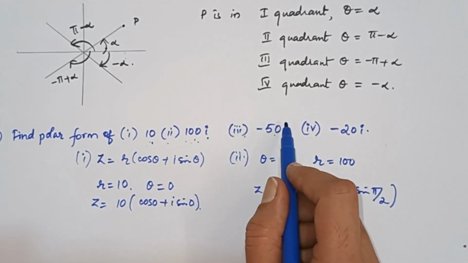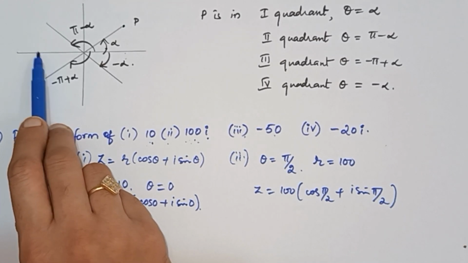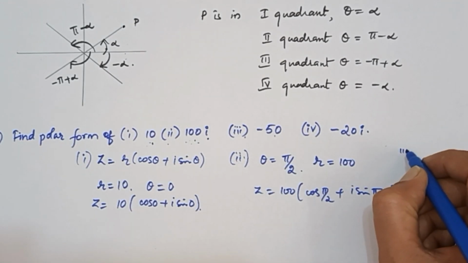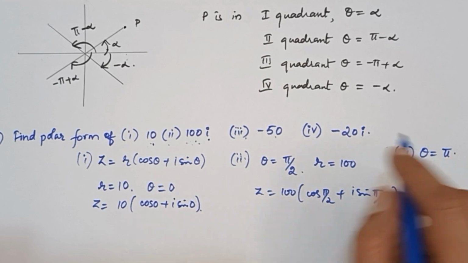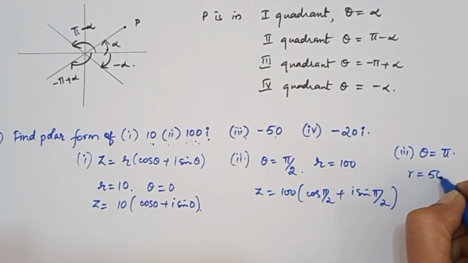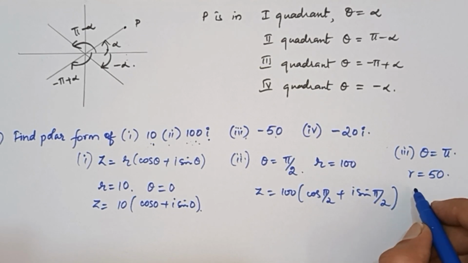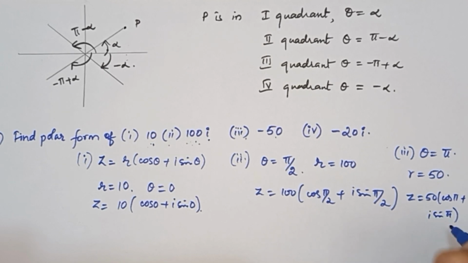This is a purely real number and it is on the negative x axis. Therefore, theta is equal to pi. For a negative x axis, theta is equal to 180 degrees, and r is equal to 50, because magnitude is always positive. Hence, its polar form is z equals 50 into cos pi plus i into sin pi.